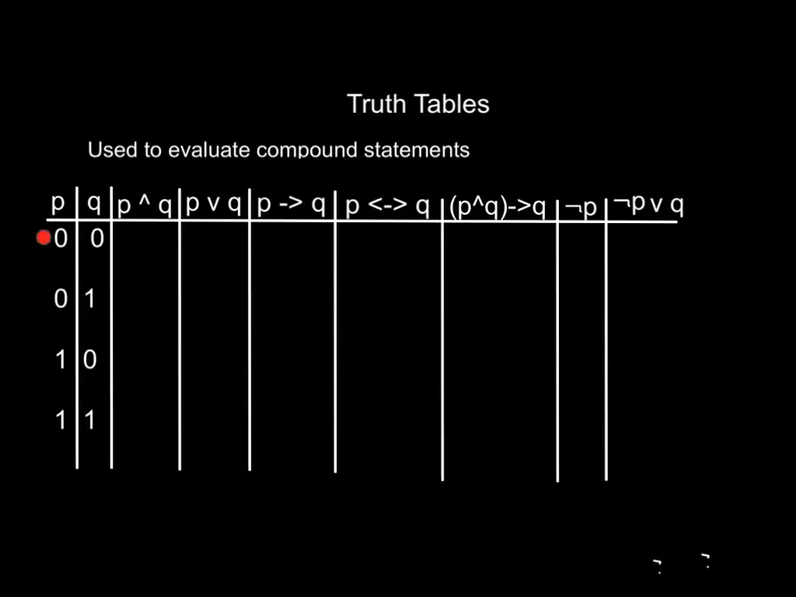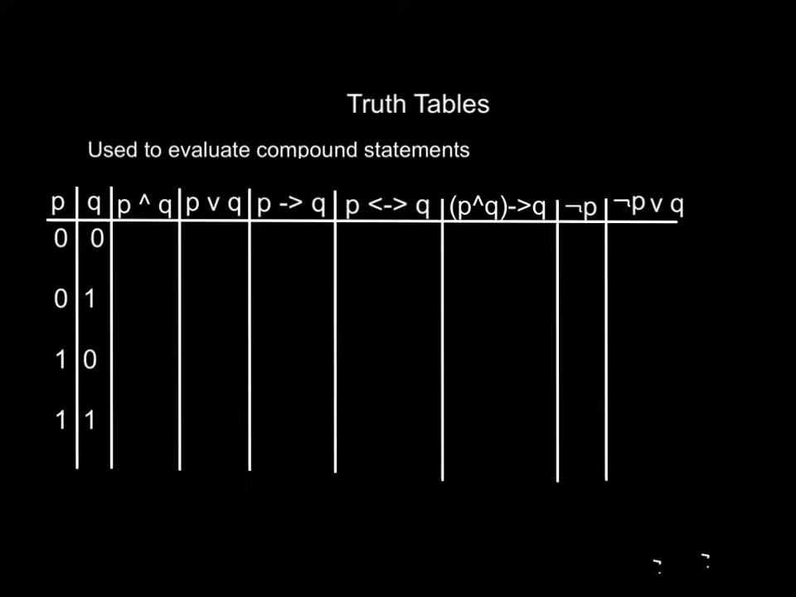So here we have P and Q both false. Here P is false, Q is true. P is true, Q is false. And then at the bottom we have both P and Q true. I like to order these values as if counting in binary. So here we have 0, 1, 2, and 3.